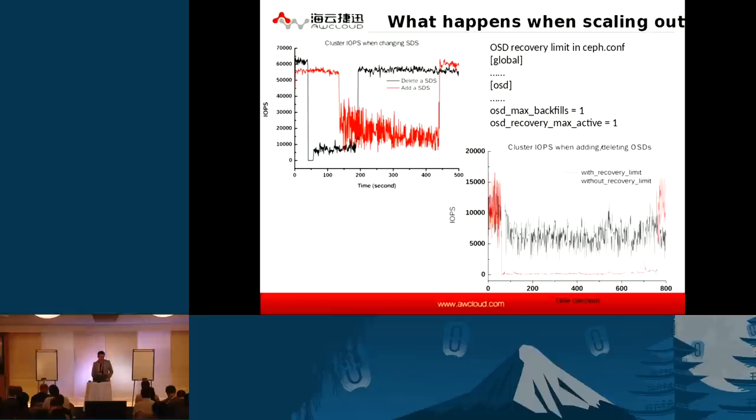Okay, in the right chart we show what will happen when the CRUSH map has changed in the Ceph cluster. The red line is the default. We have not changed the default configuration parameters. When we add or delete an OSD, the CRUSH map changes and the cluster begins to recover, begins to load balance the data. During this time, the IOPS of the cluster is very close to zero. That means the whole Ceph cluster cannot process client requests.